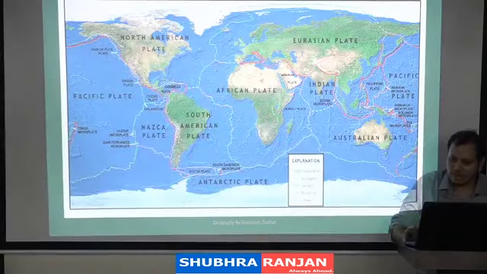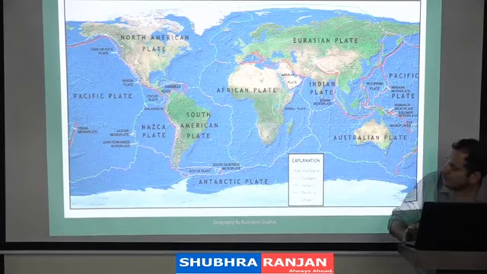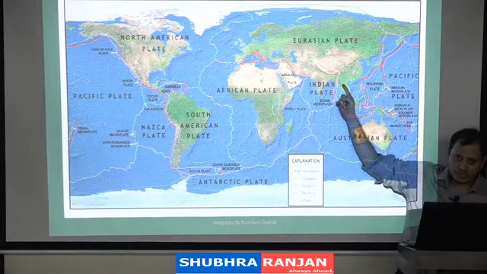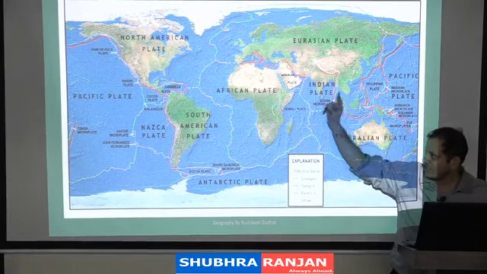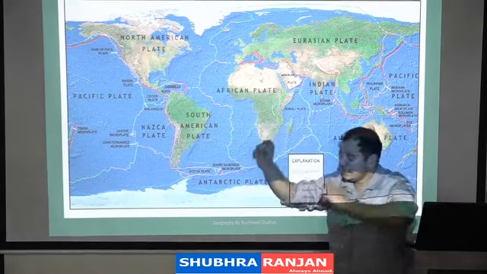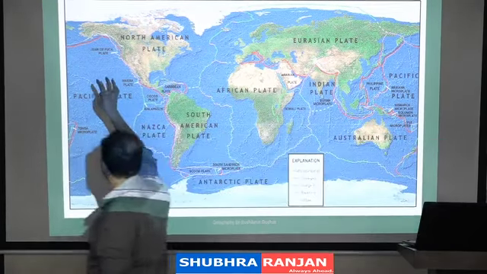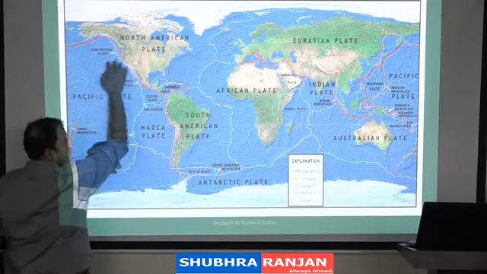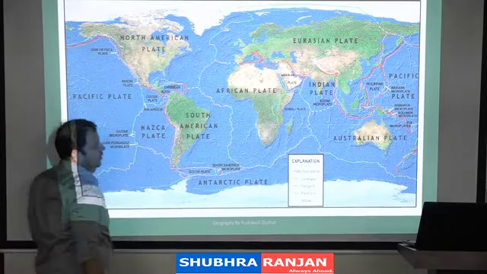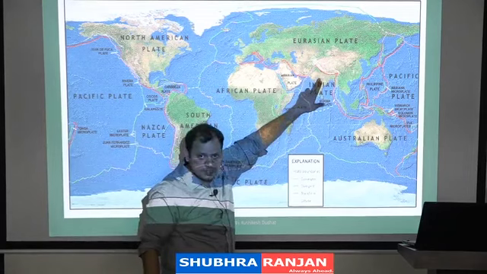And therefore we will see that all the fold mountains are located at the convergent plate boundary, but most of the fold mountains are located at the convergence of an ocean plate and a continental plate, except for the Himalayas.